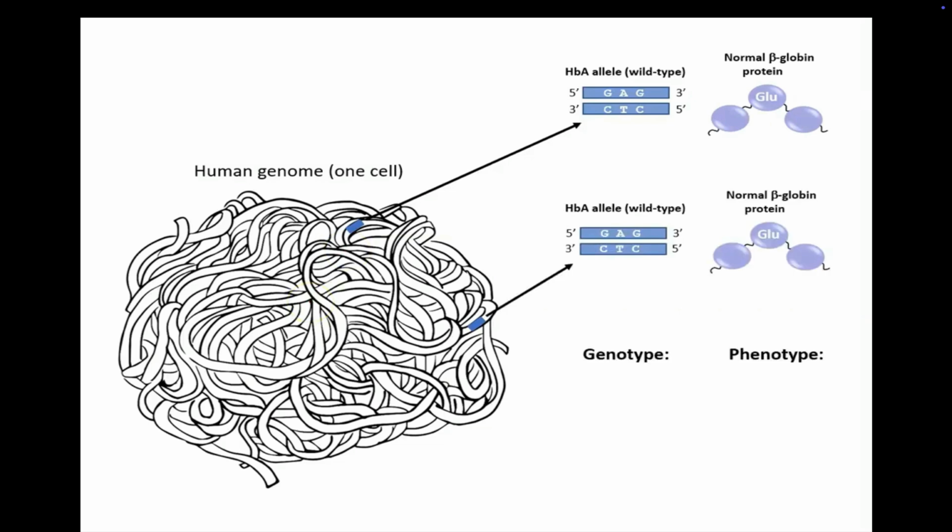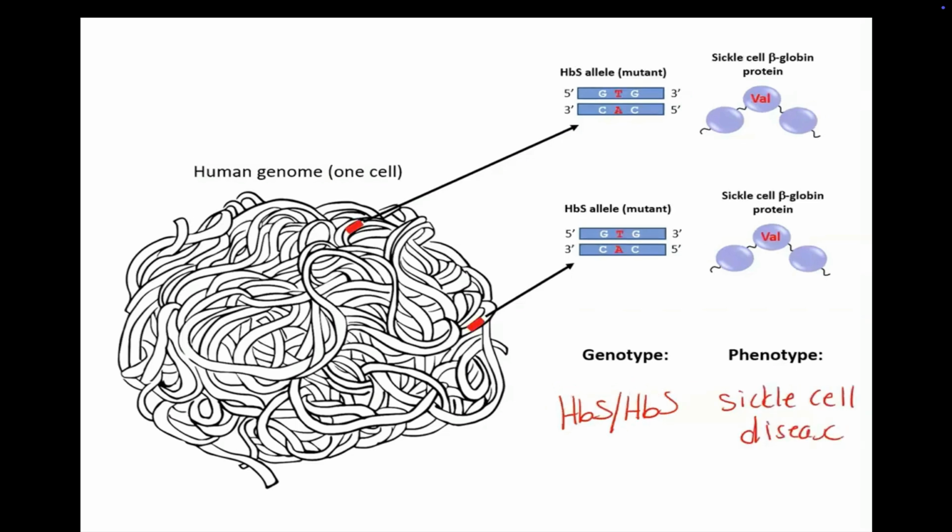And so this person's genotype would be, remember, the genotype refers to the alleles carried by that individual, so they would be HBA, HBA, two normal alleles. And their phenotype, what they look like, would be normal, or a nicer way to put that would be unaffected when we're talking about genetic diseases.